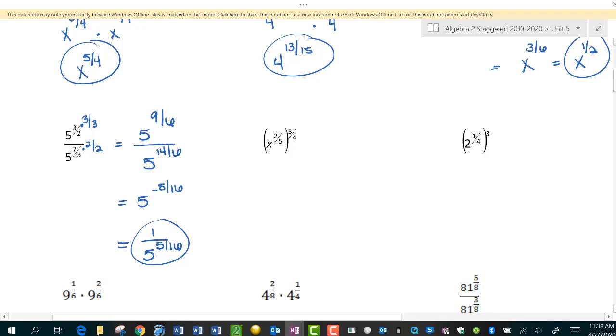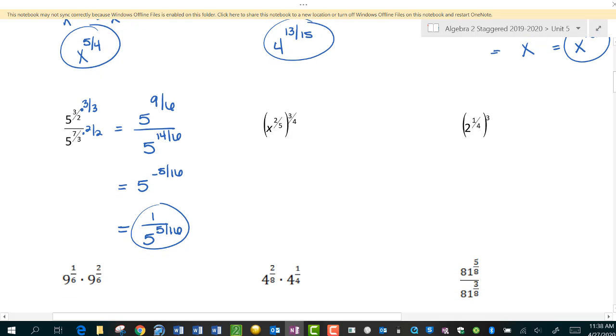Okay, our next property, this one's a little bit simpler here, is a power to a power. So I have x to the power of 2/5 all to the power of 3/4. So with this, all you have to do is multiply the exponents. No common denominator needed. So I end up getting x to the power of 2 times 3 is 6.